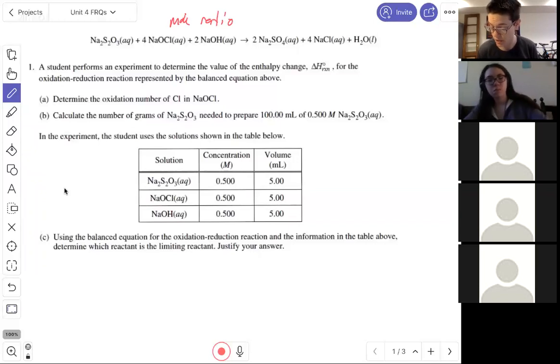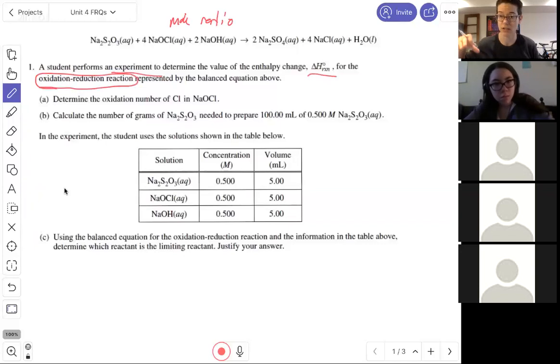And then the text of the question says they perform an experiment to determine the value of delta H for a redox reaction presented by that equation. Now, I only took the first part of the question. This portion where you actually calculate this is the second part of the question, and that's where the rest of the lab-based stuff comes in. So this is just the first part of the question.